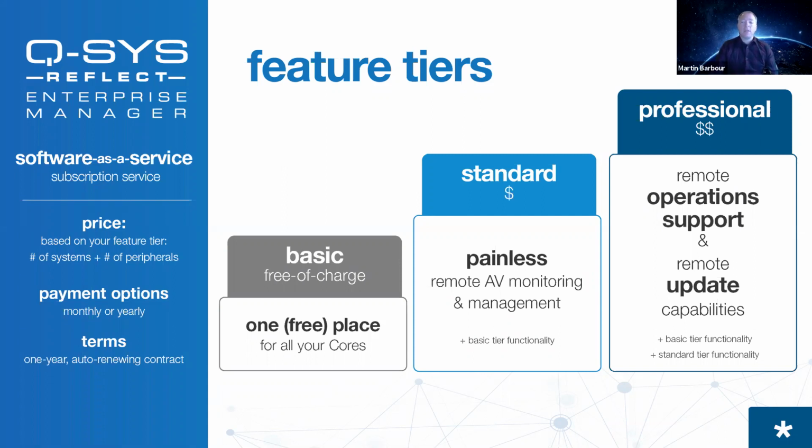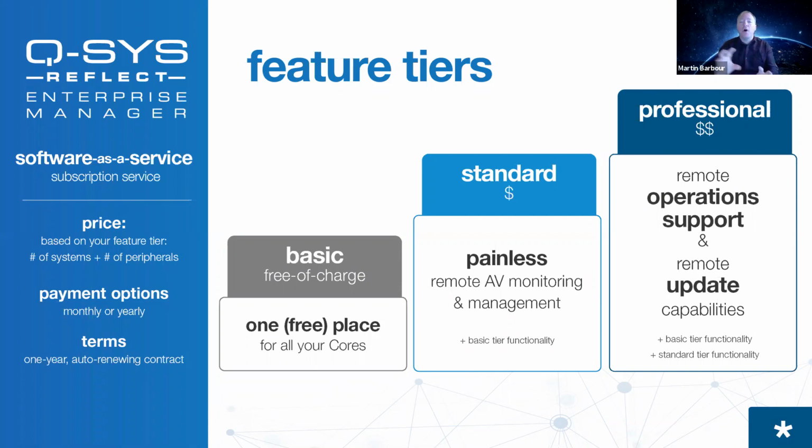We're also adding with the professional tier the ability to remotely update your Q-SYS cores. And that includes not only pulling the design file and pushing new design files to the cores, it also includes pushing firmware. And all of that is done via the cloud infrastructure. So no requirement for static IP addresses, VPN connections, or any of that stuff. It's all managed through this cloud infrastructure.